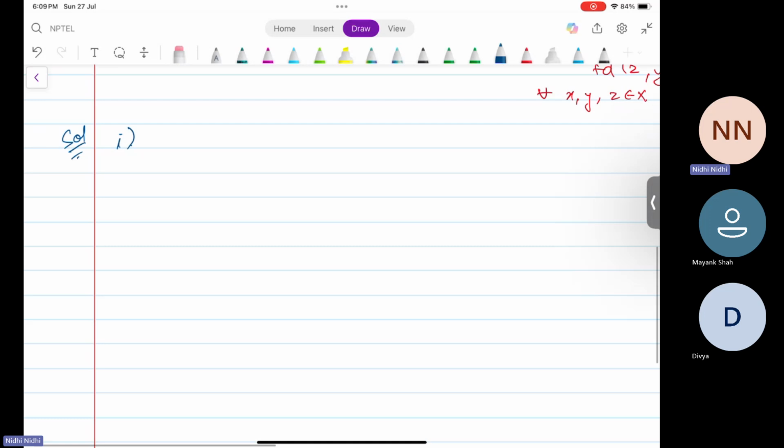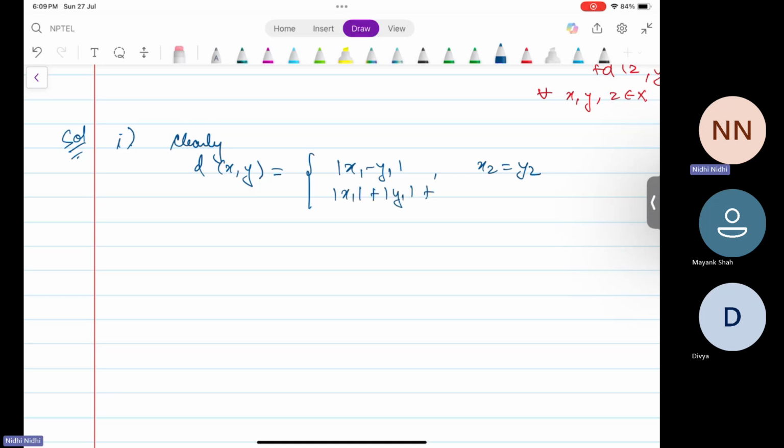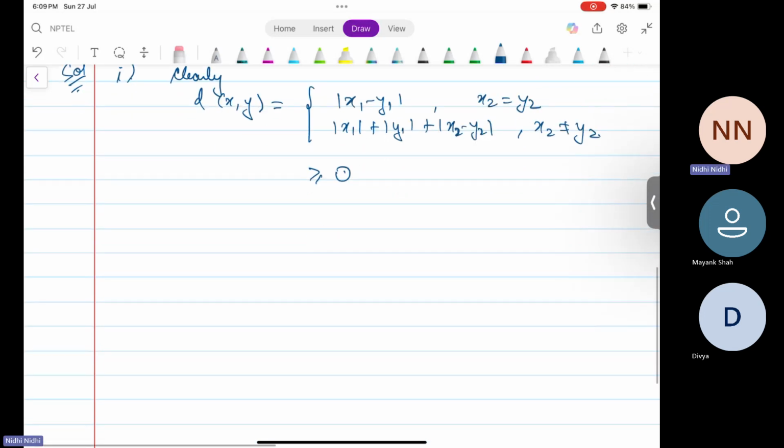So let's start with the positive part. Clearly, since in the definition we have modulus, everything is positive. Now d(x, y) is |x1 minus y1|, which is positive. In the second case also, all the terms are positive; this is a sum of positive terms. So eventually this is all positive. Next, we need to show that this is 0 if and only if x and y are equal.